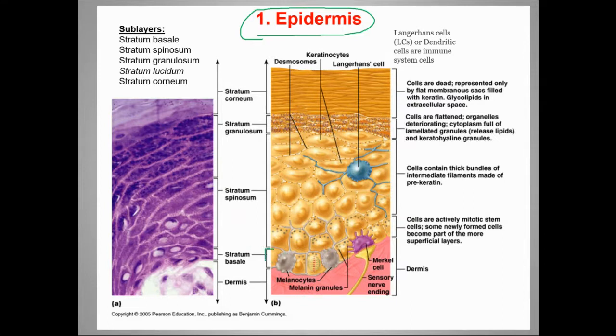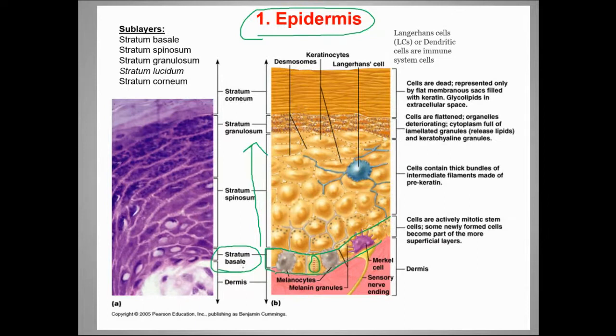So the stratum basale is super important because this is one layer of cells. This is where all the cells from the subsequent layers are formed, because this is the layer where all the cell divisions are happening. See, this is a cell that is dividing. And so they're proliferating, they're dividing, and as they divide, they also move up and form the subsequent layers, okay?